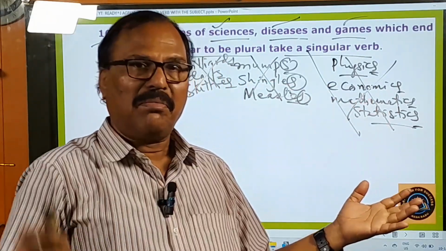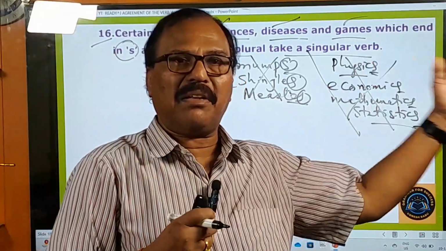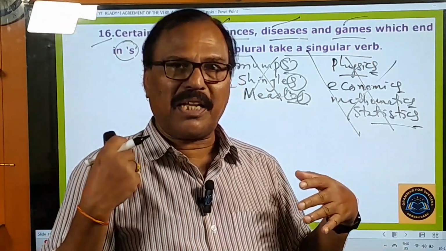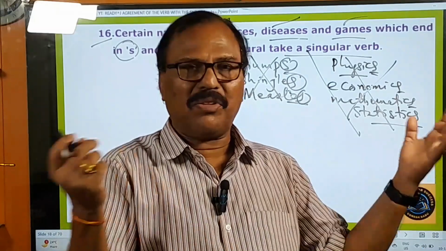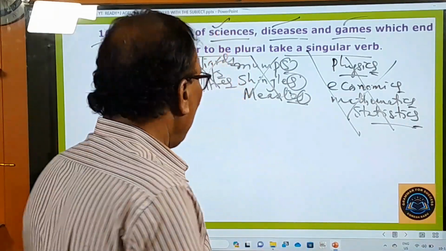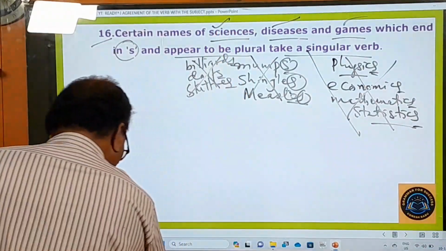What is the basic rule? The singular subject takes a singular verb after it. A plural subject takes a plural verb after it. That is only the basic rule. Okay, and now let me give you some examples and close this video.